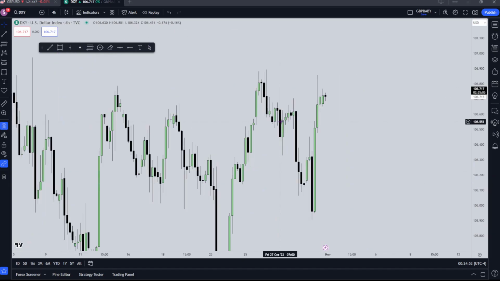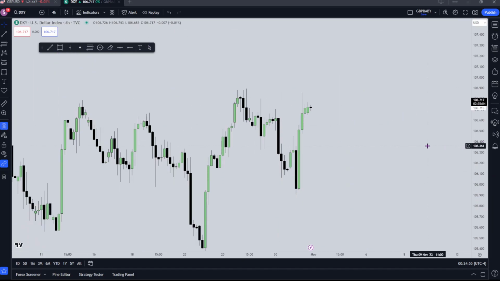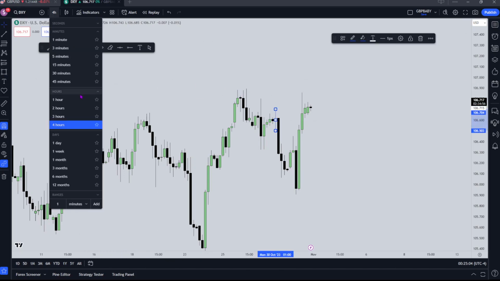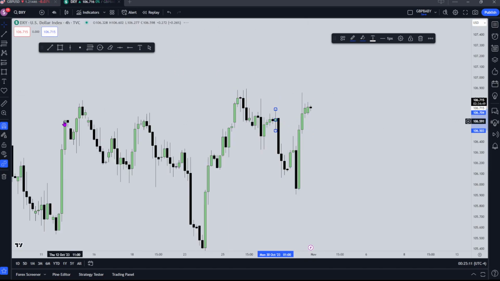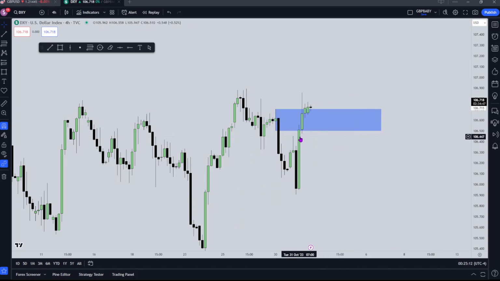So this is DXY. I'm expecting higher prices. If you've been watching this week's videos, you'll know that. I've got my eyes on this candle here. This is a bearish order block. I'm going to draw that out like this, 4 hour. If it goes to the daily, we traded higher just as expected. But if we drop down to the 4 hour, this candle now should act as support. Why? We've traded through it on the upside.